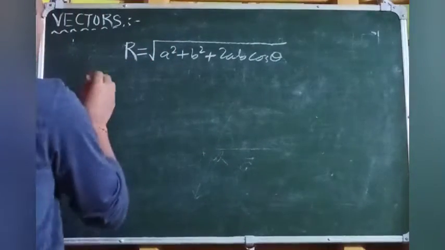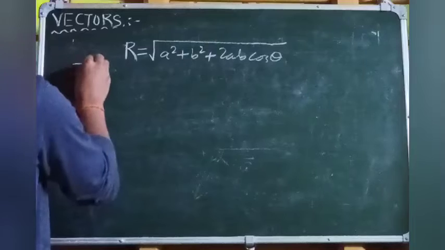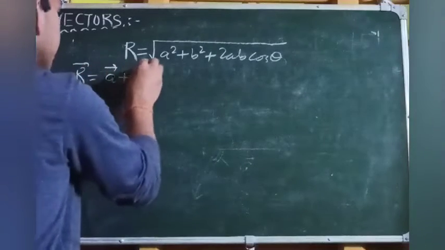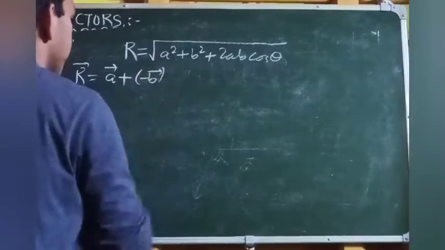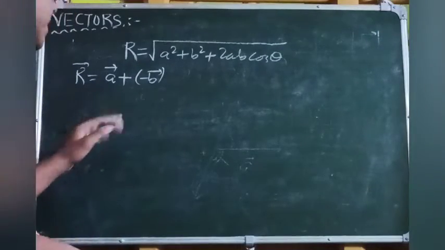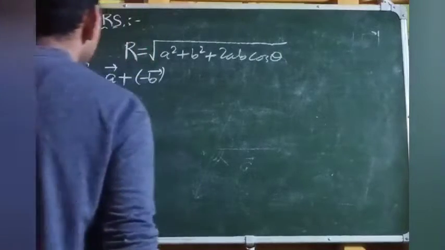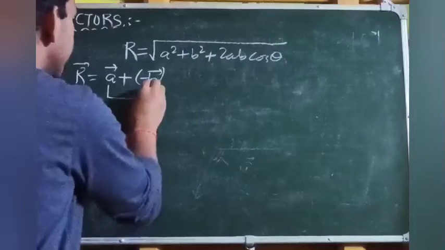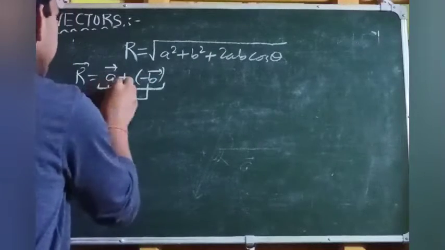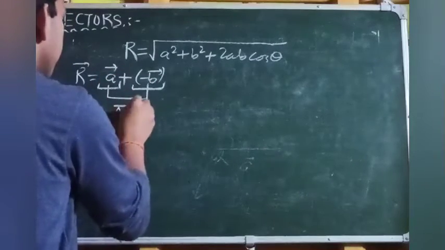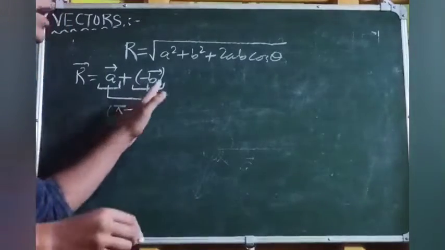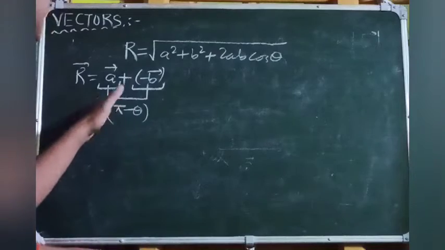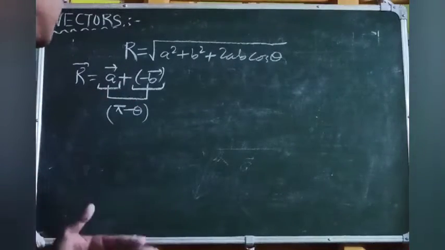Now we are required to find a resultant. Our resultant is the summation of a vector and minus b vector, which is also equal to a vector minus b vector. Now, in order to find the direct formula of R, we should know the angle between these two vectors, this vector and this vector, which is pi minus theta. If theta is the angle between a vector and b vector, then pi minus theta is going to be the angle between a vector and minus b vector.